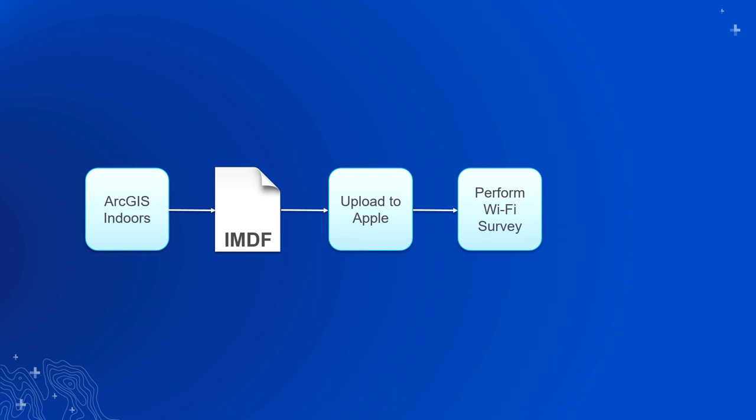And where does the blue dot come from? It doesn't come from a server. It's actually solved on your device, right? So Core Location just solves it right on your device. So it gives you that indoor location.